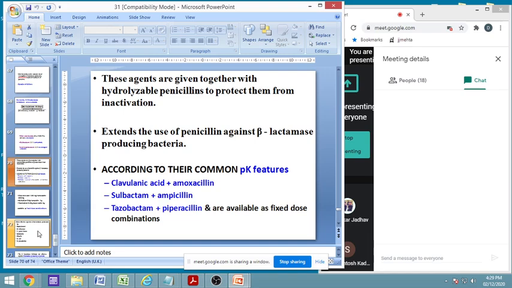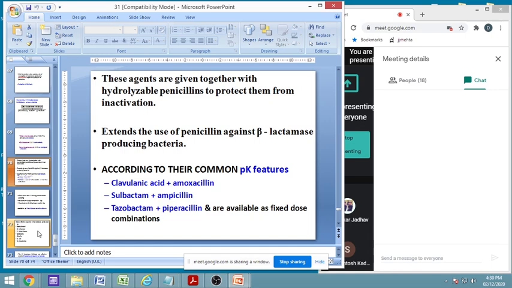How are we making combinations? Combinations are made on the basis of their pharmacokinetic features. Just now we have seen this in sulfonamides. We combine sulfamethoxazole with trimethoprim because both match in pharmacokinetic behavior. Both have almost matching half-lives, not exactly similar, but it becomes easy for the dose regimens. Examples of such combinations: clavulanic acid and amoxicillin, sulbactam combined with ampicillin, and tazobactam combined with piperacillin, and they are available in the market as fixed dose formulations.